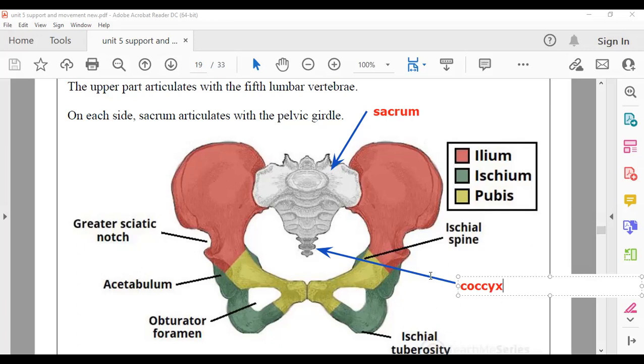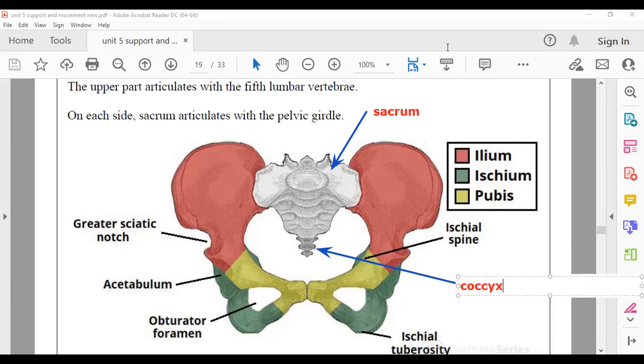Pelvic girdle has several bones, but none of the bones are in your syllabus. Ilium, ischium, pubis, bones like that are there, but they are not in your syllabus. Thank God, not in your syllabus. If you can study what is in the syllabus, that is great. Have you marked the sacrum and coccyx?